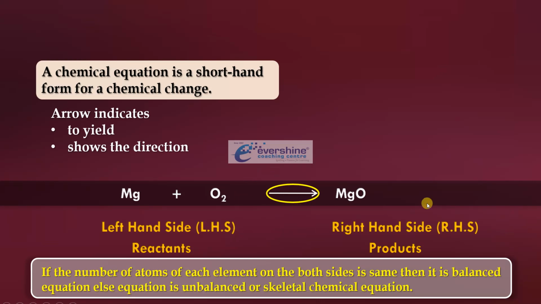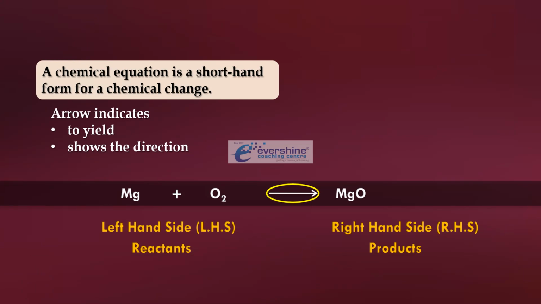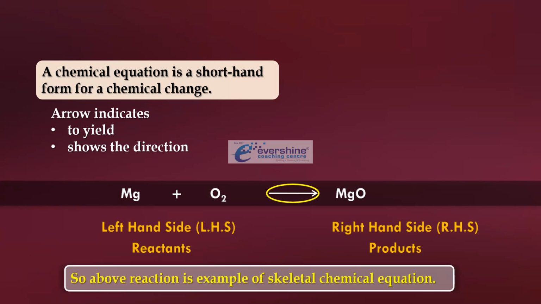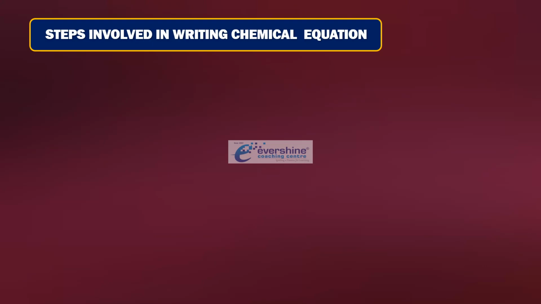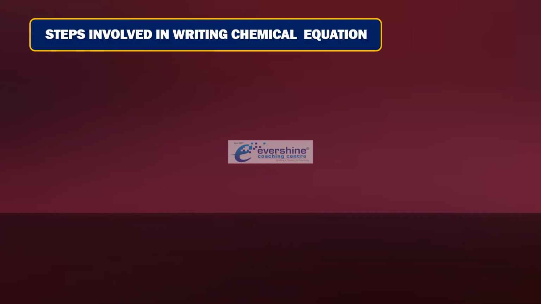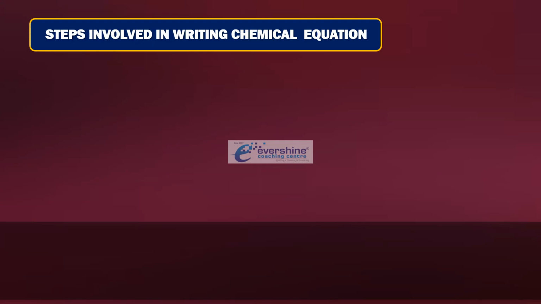Good. That's nothing but a skeletal chemical equation. So the above reaction is an example of a skeletal chemical equation. That's nothing but an unbalanced chemical equation. Now, let me show the steps to convert them into a balanced equation. Steps involved in writing a chemical equation. Let me see here. Example, reactant side and this is the product side.